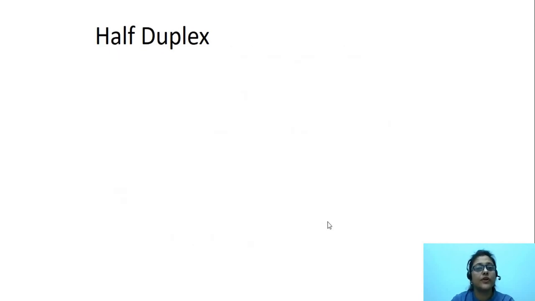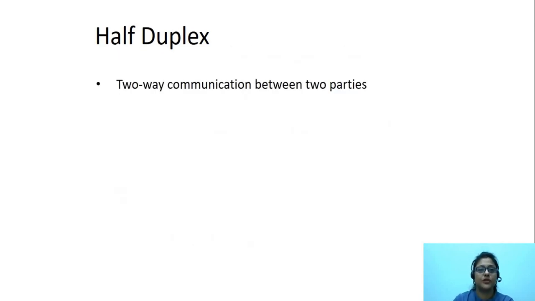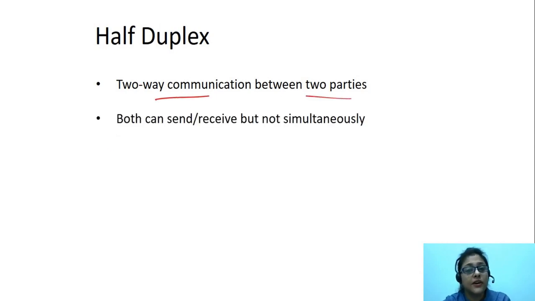Let us now concentrate on half-duplex mode of communication. Half-duplex mode of communication is a two-way communication between two parties. But here both the sender and the receiver can send as well as receive, but not simultaneously.